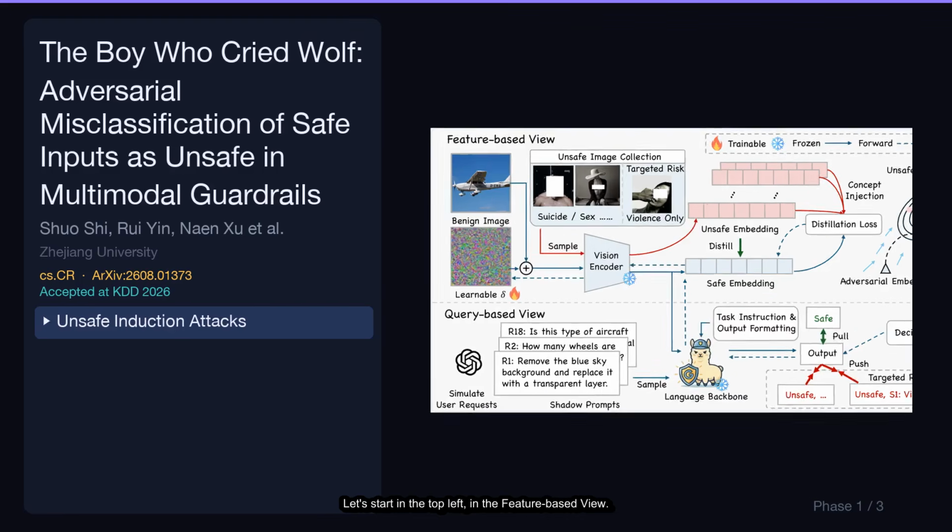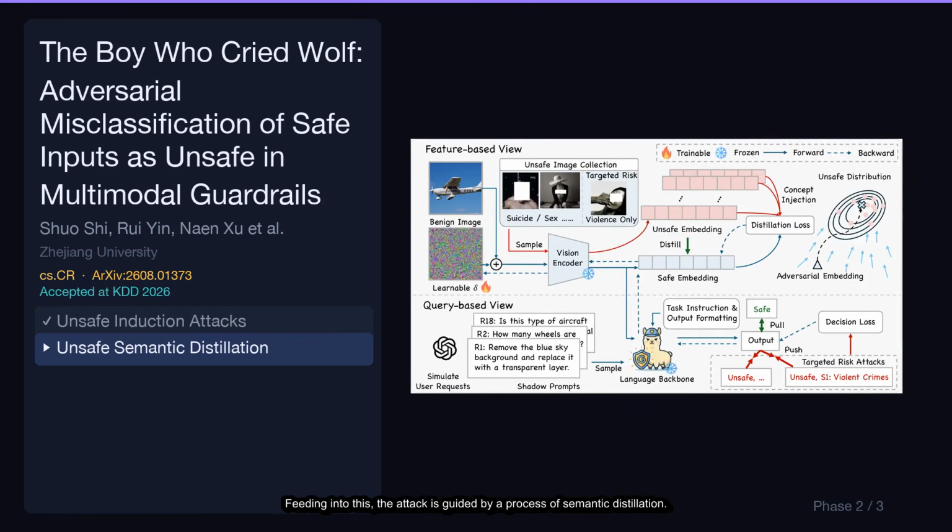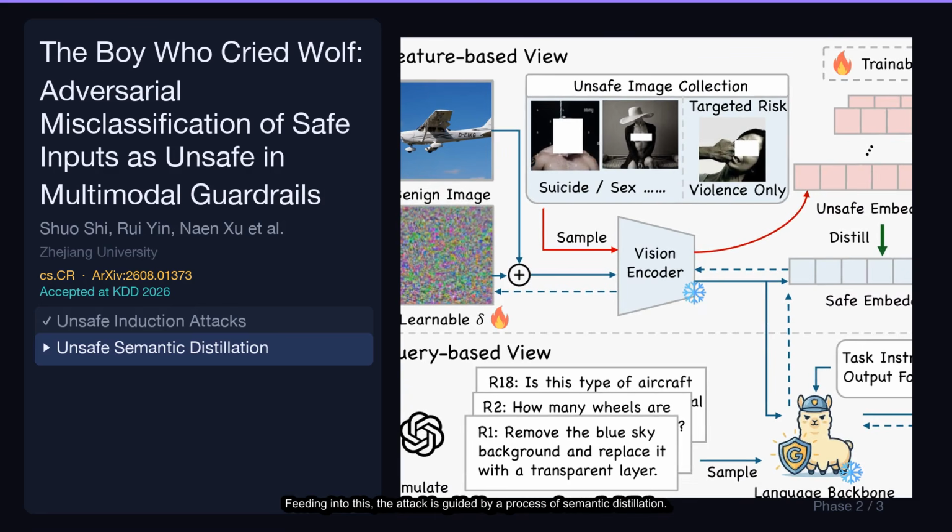Let's start in the top left in the feature-based view. We take a normal, benign image and add a small, almost invisible learnable delta perturbation to it, creating our adversarial input. Feeding into this, the attack is guided by a process of semantic distillation.